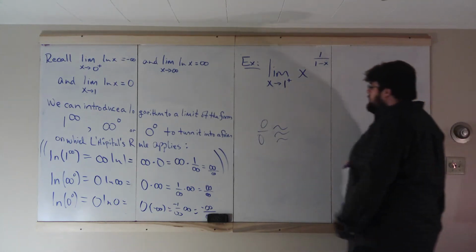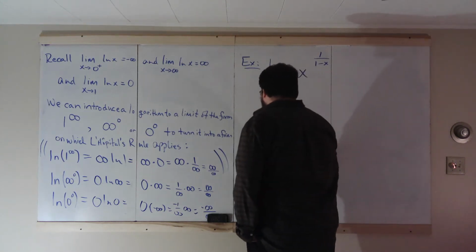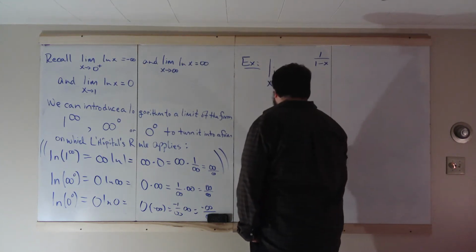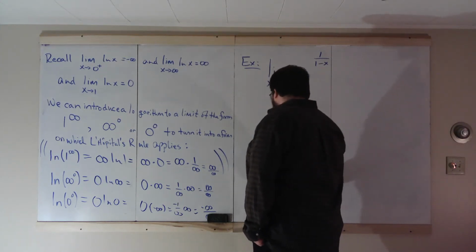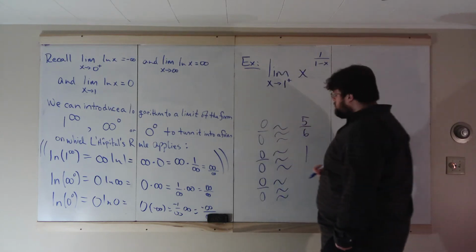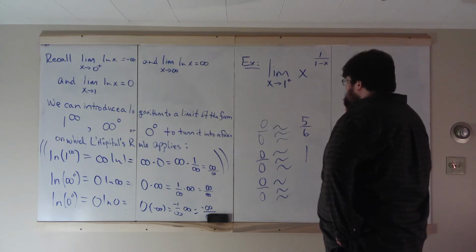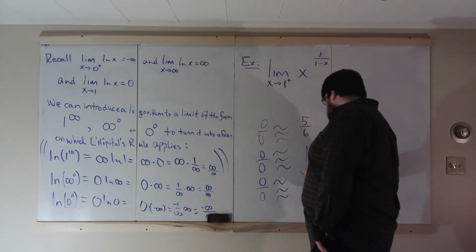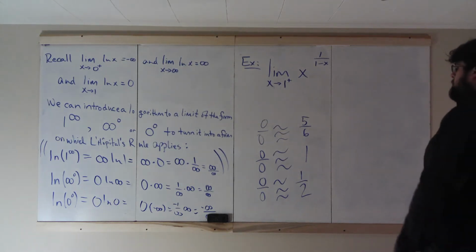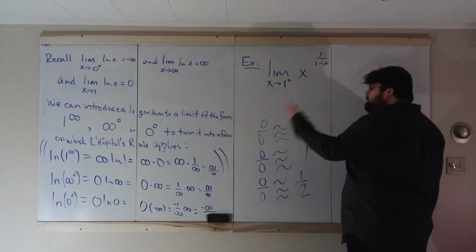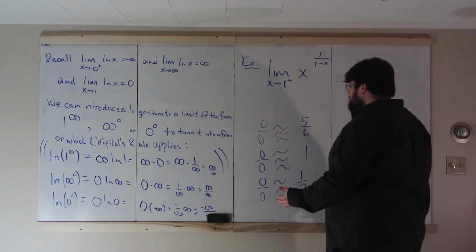0 over 0 acted like, in example 1, 5/6. 0 over 0 acted like, in example 2, 1. 0 over 0 acted like, not official notation, in example 3, let's see, what was example 3? A half. This is called an indeterminate form because it doesn't equal something, but it acts like anything. It can act like anything.